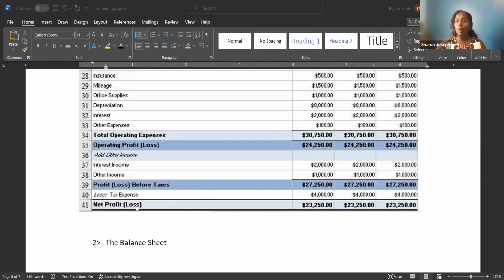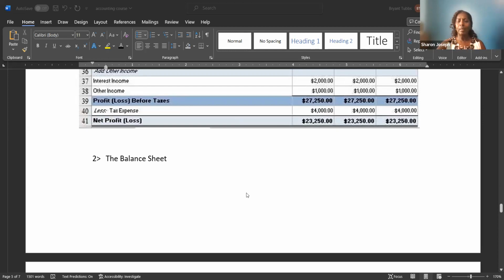We don't really want to see a loss. That is not the natural sign. So if this was actually a loss, then you would see the negative in front of it. A little confusing, but just keep in the back of your mind, we always want revenue to be a credit balance. Okay, now we're going to move down to the balance sheet.